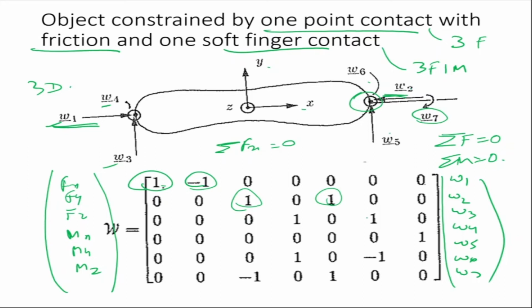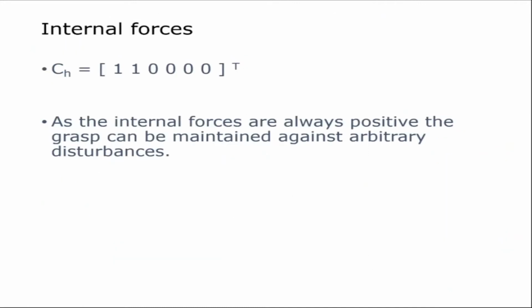Now again, note here that this is a non-square matrix. So it is a 6 by 7 matrix. This is non-square. So if I want to find the fingertip forces, again I have to find the pseudo inverse and then find the null space of the matrix. Now in this particular case, what will be the internal forces in the null space?